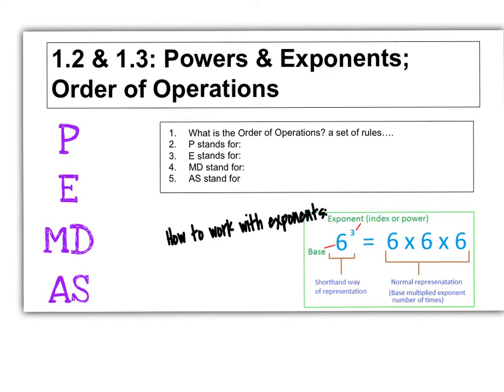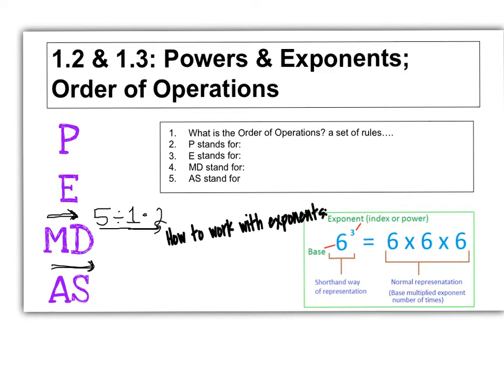Why do you think I wrote M and D next to each other and A and S next to each other? Because multiplication and division, if they are in the same problem and next to each other, must be done from left to right. Multiplication does not get done before division or vice versa. So for example, if we have 5 divided by 1 times 2, we don't multiply first. We just divide and multiply from left to right. Same with addition and subtraction. That's why I have them next to each other.